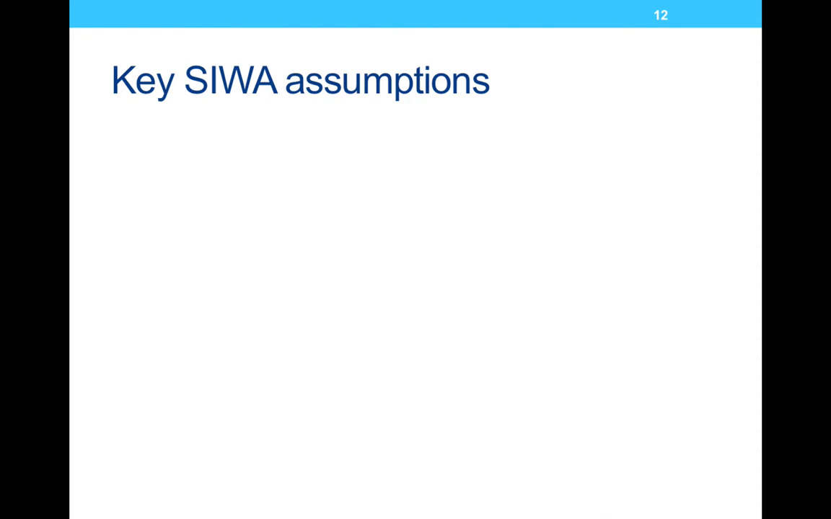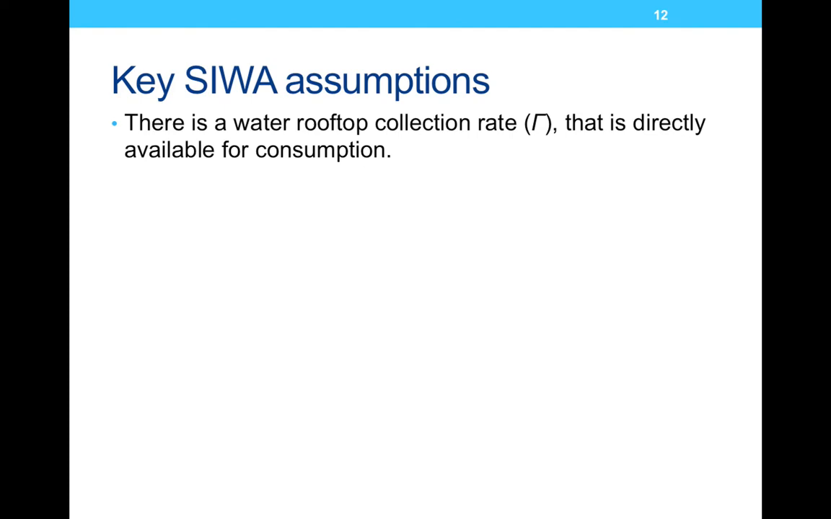So let's look at the key assumptions in CWA that we have right now. One of the things that we introduced recently was a water rooftop collection rate, gamma. The general notion is that a fraction of the rainfall will fall on rooftops and people will collect it and use it directly. So that's available directly for consumption. It doesn't have to be withdrawn from the sources. This is like a direct connection between rainfall and consumption. It's like you're basically taking water straight from the rain and using it. This is certainly the case in many places that are water scarce. We thought it would be important, particularly for developing countries and developing locations, to include this component. So that's there now.